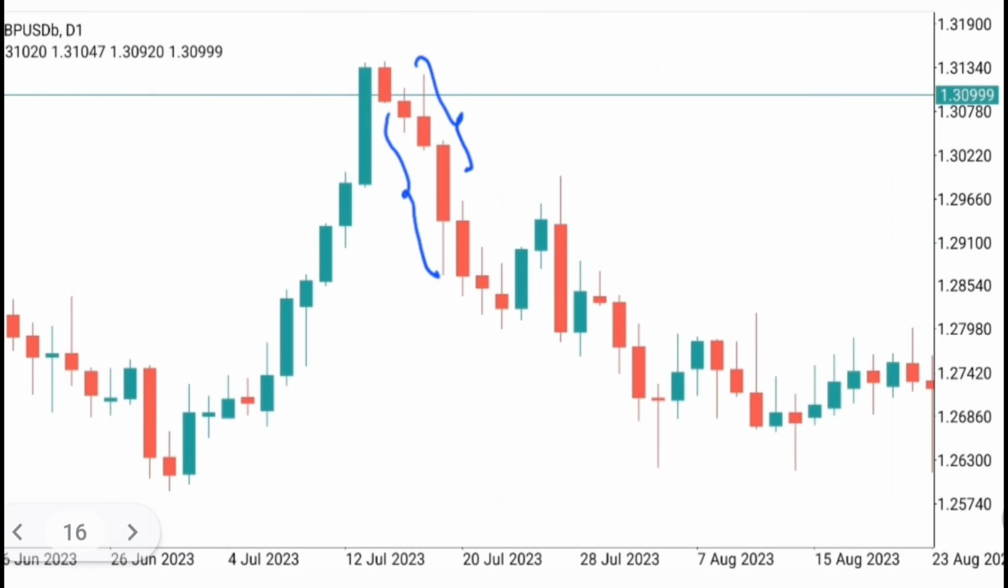Now let us see a chart example. This is a chart example showing you how this works. So this is day 1, assumingly broken by this body close of this candle to the low side.